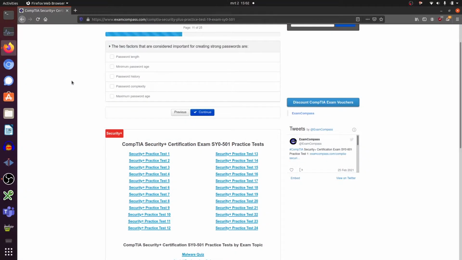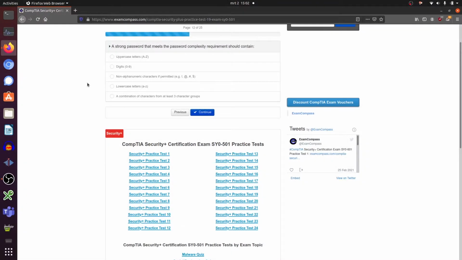The two factors that are considered important for creating strong passwords are the password length. The longer the password is, the longer it takes a computer to crack it. But what's also very important is the complexity of the password. So lowercase, uppercase, special characters, spaces, stuff like that.